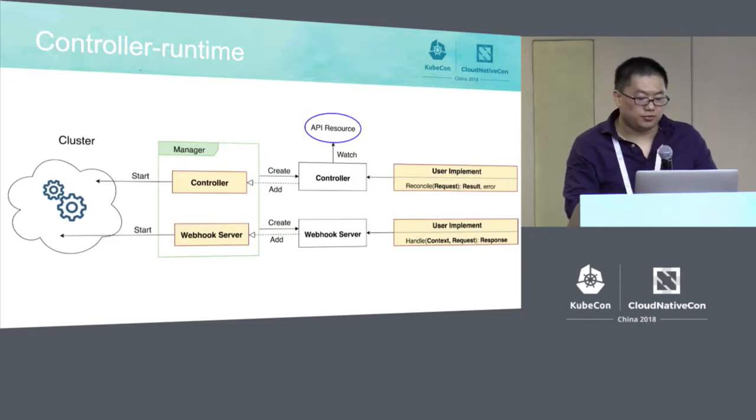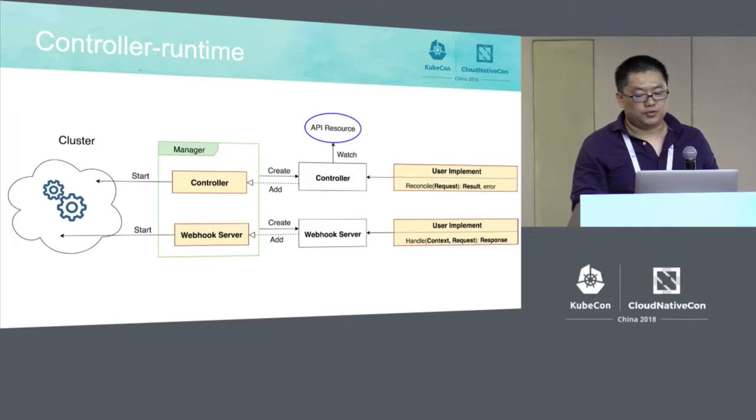So this diagram shows the major interaction points in controller runtime that you may know. As I said, the manager is a wrapper. This is the starting point to create a controller. The user has to implement a reconcile interface, and the controller needs to be added back to the manager and started by the manager. Similarly, a webhook server is created and added back to the manager as well, and the user has to implement the handler interface.